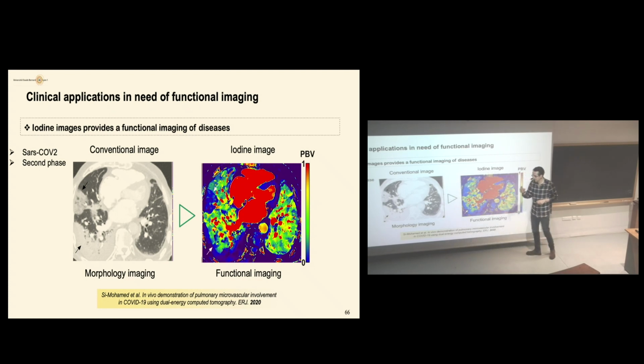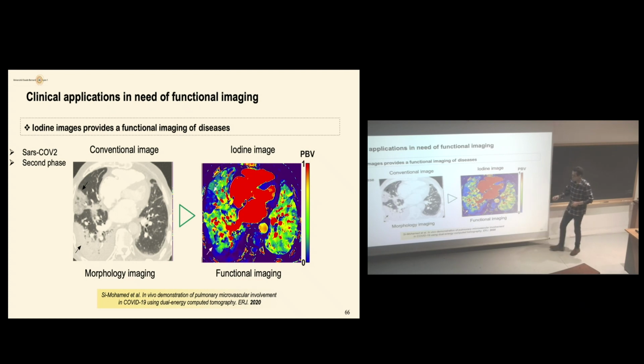second phase. After 10 days, you see there are no more ground glass opacities. Now you have what we call consolidation. And in consolidation, you don't have an increase, you have a decrease. And the decrease of perfusion blood volume was associated with necrosis of the vascularization, and in the end, it led to what we call pulmonary embolism.